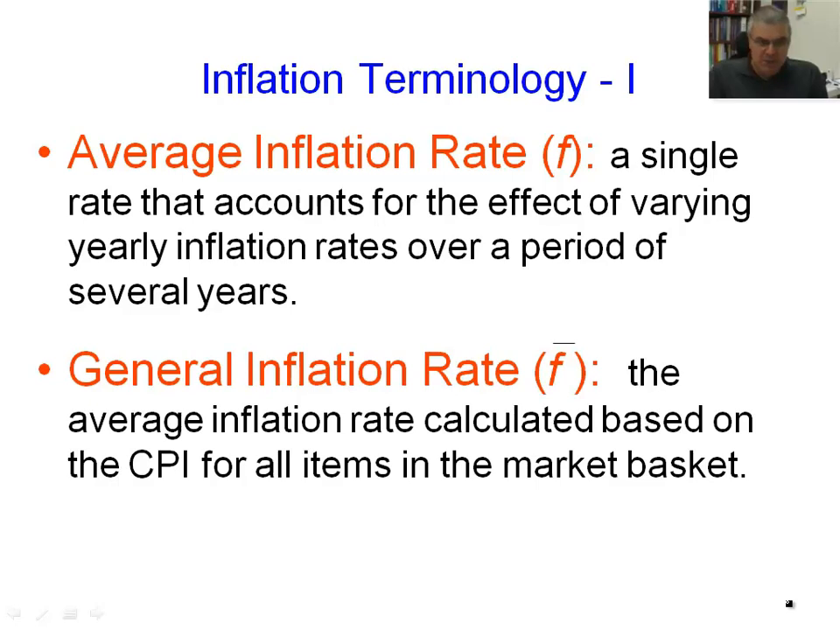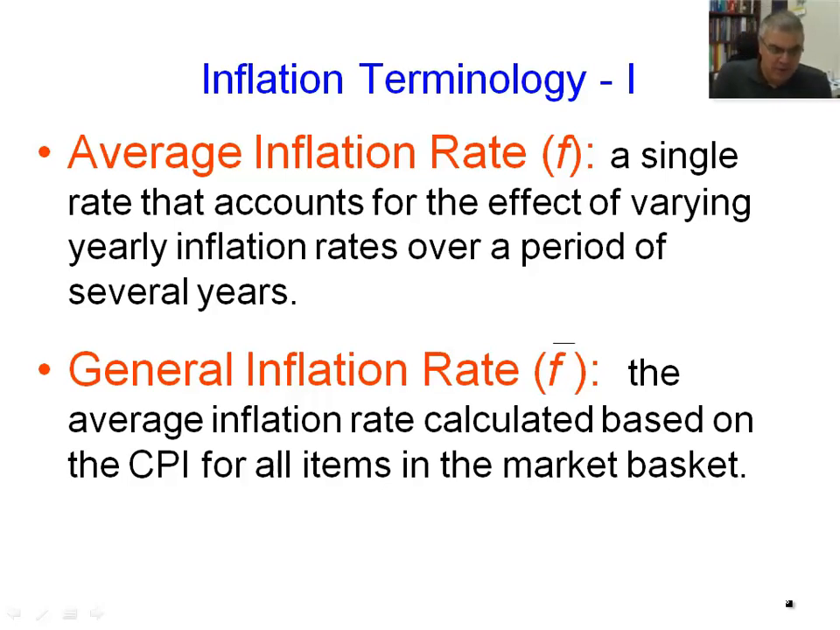Two other terminologies: average inflation rate versus general inflation rate. The average inflation rate is shown by f, small f, a single rate that accounts for the effect of varying yearly inflation rates over a period of several years. Okay, very important to realize that it is a single rate, but it's supposed to capture the effects of yearly inflation rates over a period of several years.